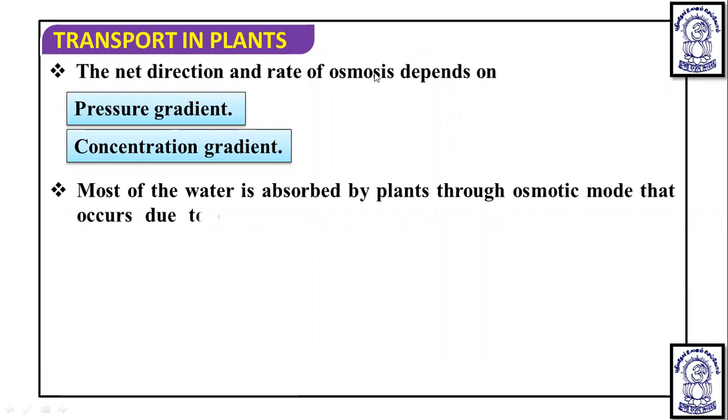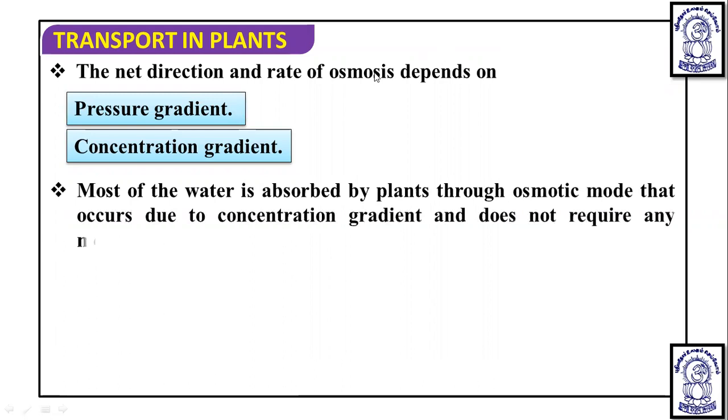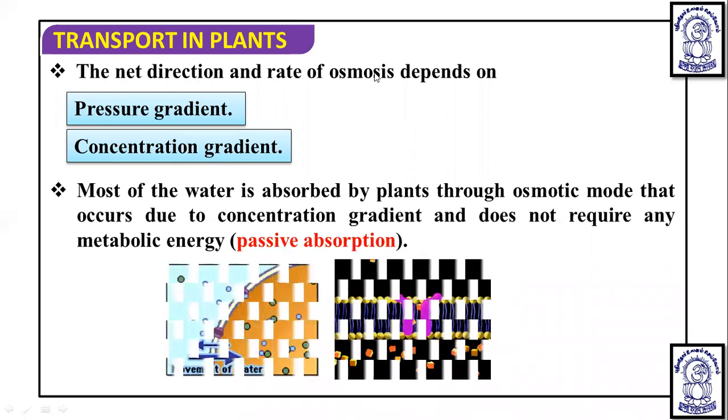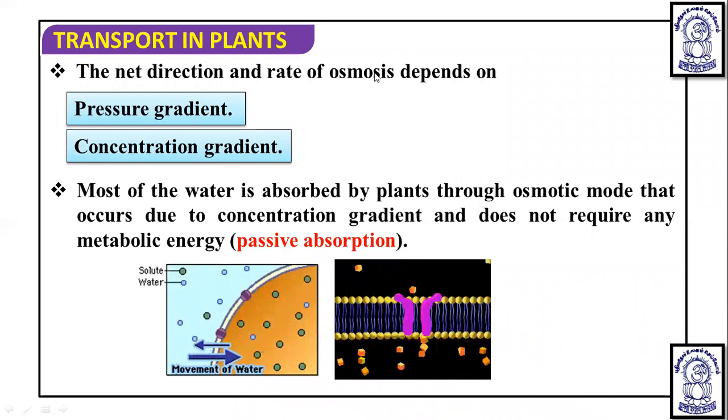It is also known that most water is absorbed by plants through osmosis, which occurs due to the concentration gradient and does not require any metabolic energy. So it is a passive absorption. In passive absorption, most water is absorbed by the plant through osmosis, due to the concentration gradient. Energy is not required because movement is from higher concentration to lower concentration.